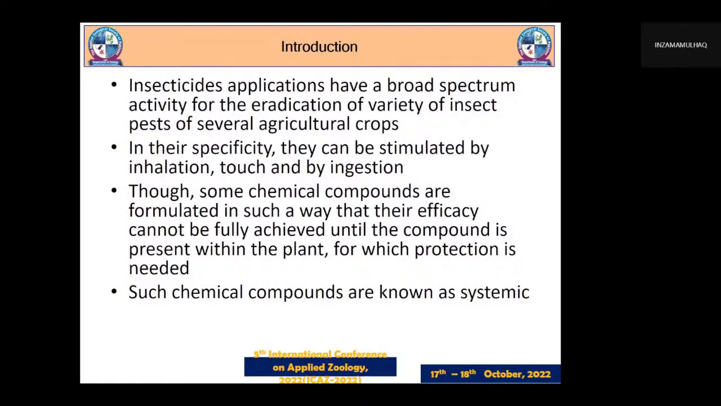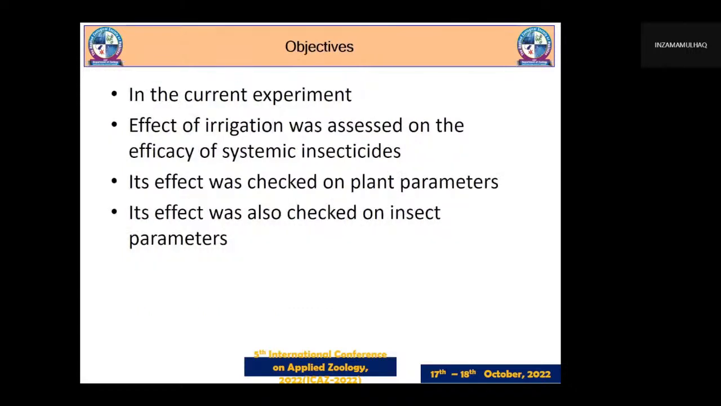Insecticide applications have broad spectrum activity for the eradication of a variety of insect pests of several agricultural crops. In their specificity, they can act by inhalation, touch, and ingestion. Even so, there are some chemical compounds which are formulated in such a way that their efficacy cannot be fully achieved until the compound is present within the plant for which protection is needed. Such chemical compounds are known as systemics.